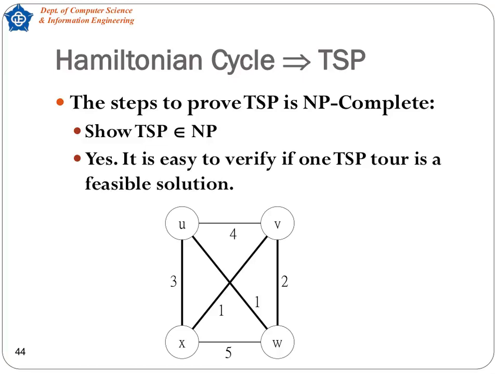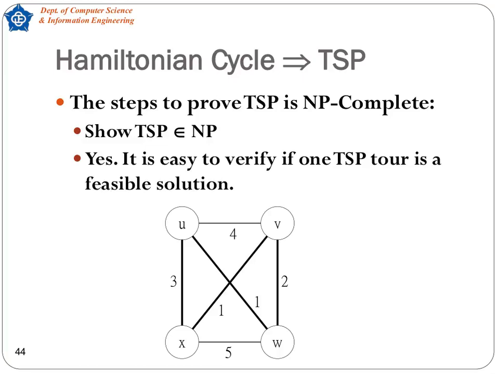To verify it, you simply visit each vertex once, sum the edge weights, 1 plus 2 plus 4 plus 3, and confirm whether that total meets your cost bound. Because you only need a single pass through the tour and one addition per edge, this check runs in linear time. This simple example illustrates why any proposed TSP tour can be verified in polynomial time, establishing that TSP is in NP.